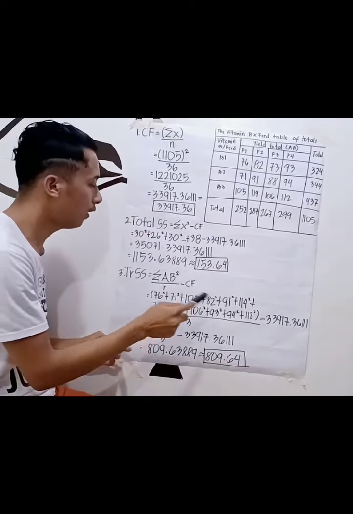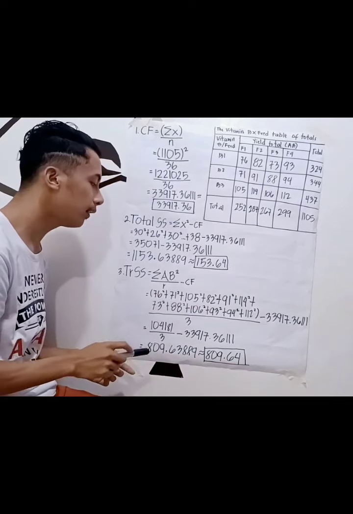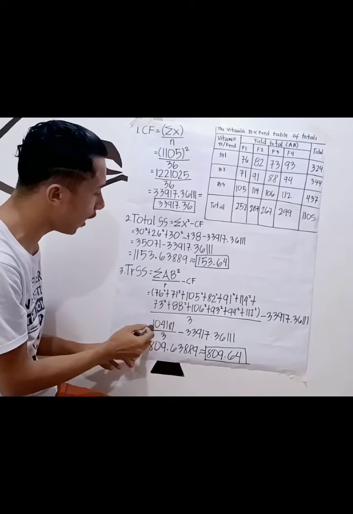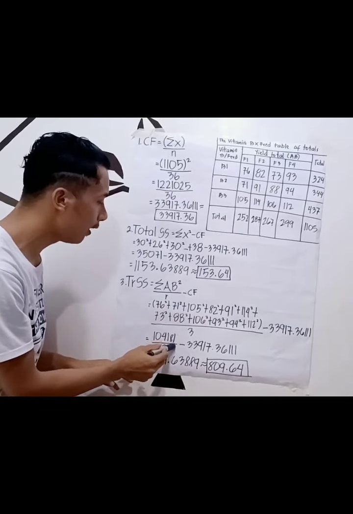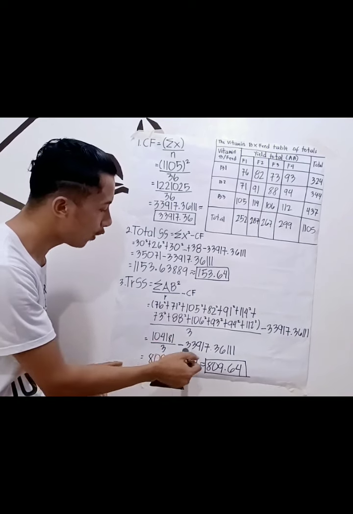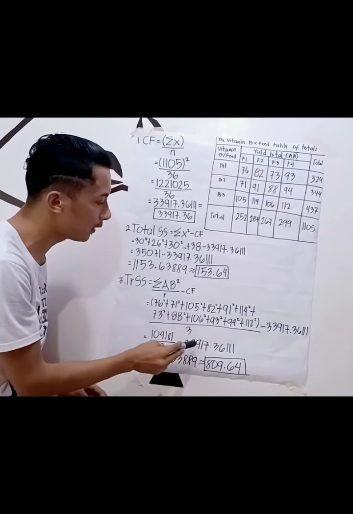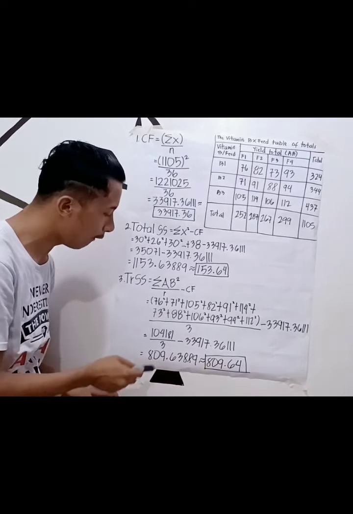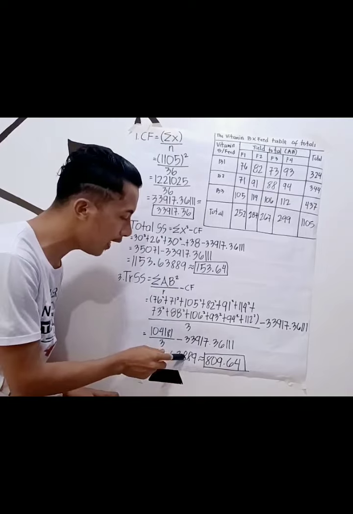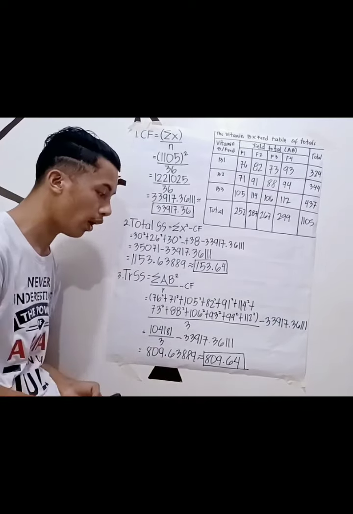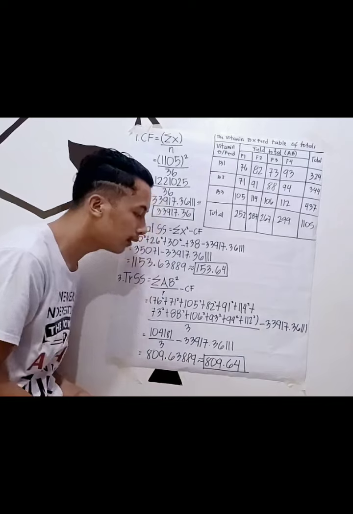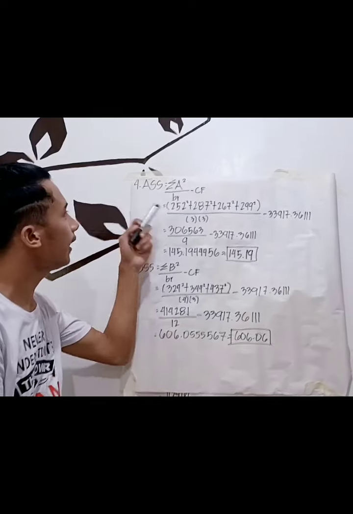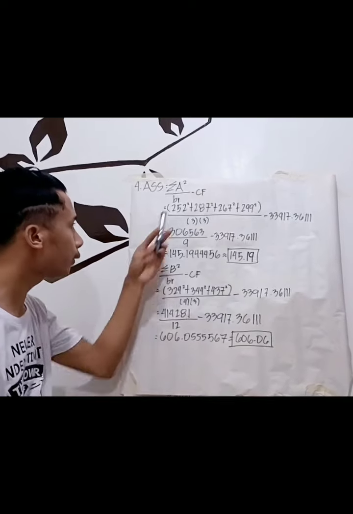So, igo din siya i-divide sa 3R. Kaya atong 3R man is 3. So, ang result ani is 104181. Atong is 3. Atong i-minus sa CF which is 33917.36111 is equals of 809.63889 or in short 809.64.